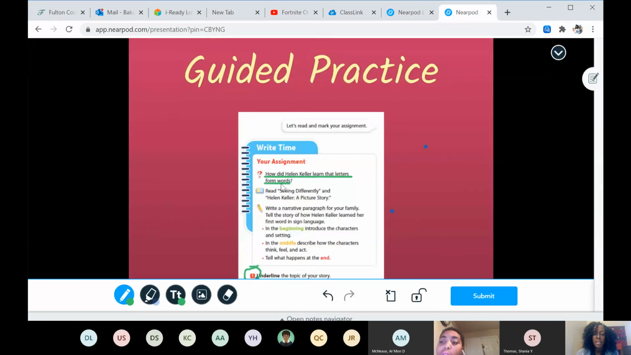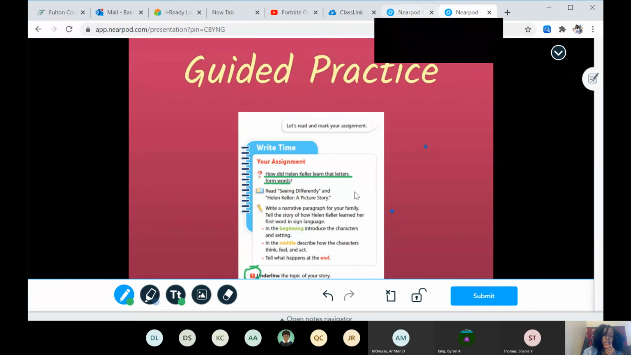We're underlining this first sentence right here: how did Helen Keller learn that letters form words? We haven't read the story just yet, but this is going to help us think. As we're reading, this helps us know, I need to pay attention to how Helen Keller learned letters and how those letters formed words. Right now, everybody should be underlining.